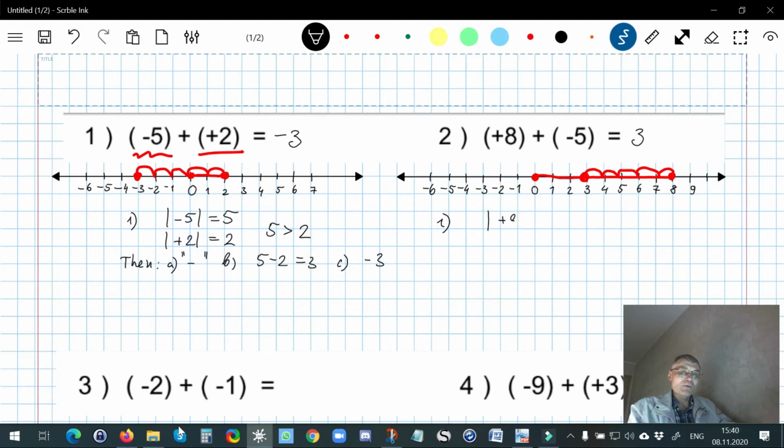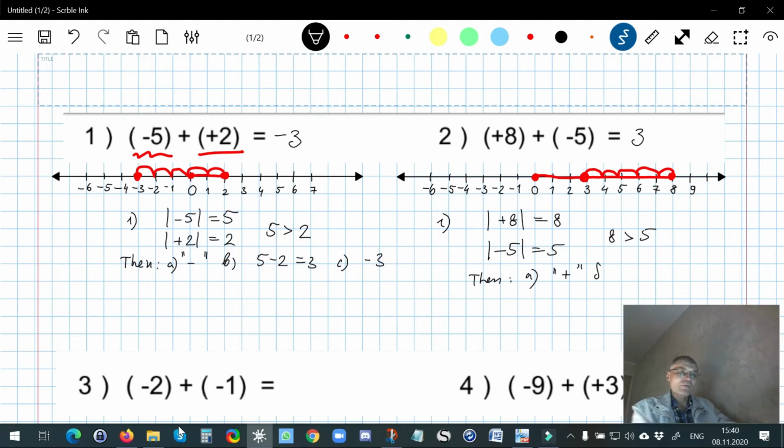Positive 8, absolute value is 8. Negative 5, absolute value is 5. And 8 is greater than 5. So then A, the sign will be positive, because the greater absolute value has positive sign.